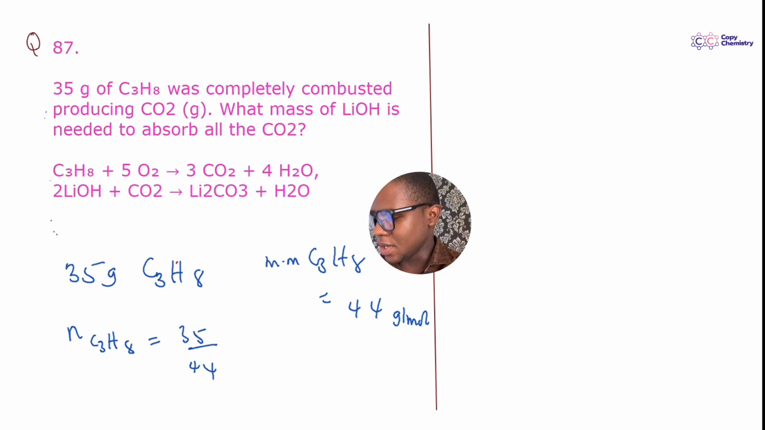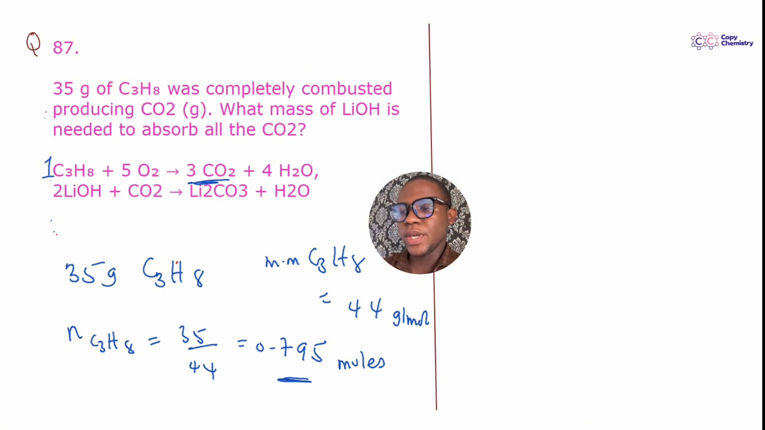Right, so let me do that one here. 35 divided by 44, and that's 0.795 moles. Okay, so that's the number of moles of propane. Now, how do we know the amount of CO2 that's formed? Well, 1 mole of propane produces 3 moles of CO2. So this amount in moles of propane will produce times 3 of CO2. So that would be multiplied by 3.